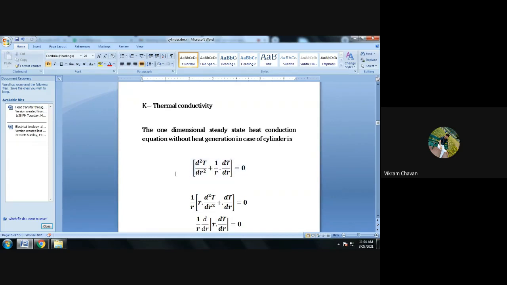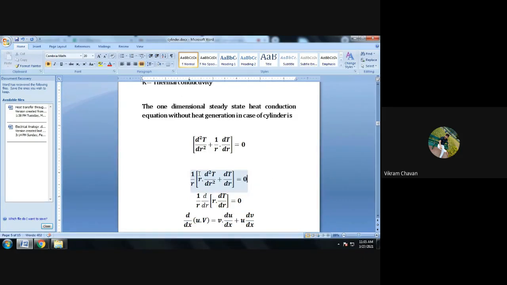Now we have done some mathematical operation. We take 1/r common, so we get the equation as 1/r into the bracket r multiplied by d2T/dr2 plus dT/dr. Now, instead of this bracket, we can write 1/r d/dr of the bracket r multiplied by dT/dr is equal to 0.